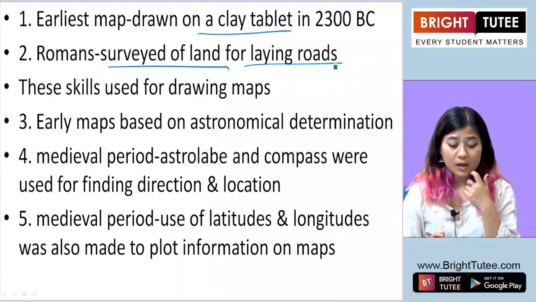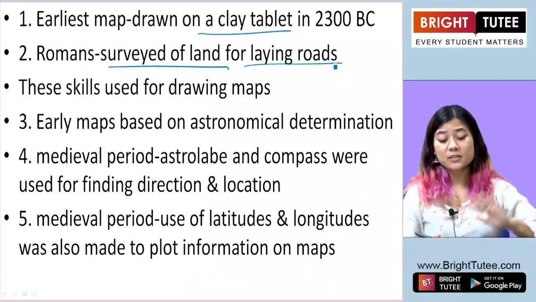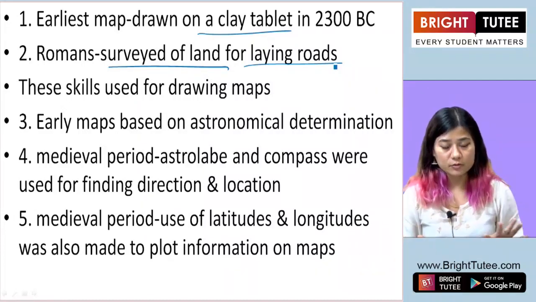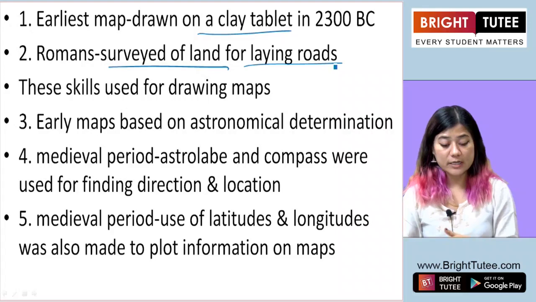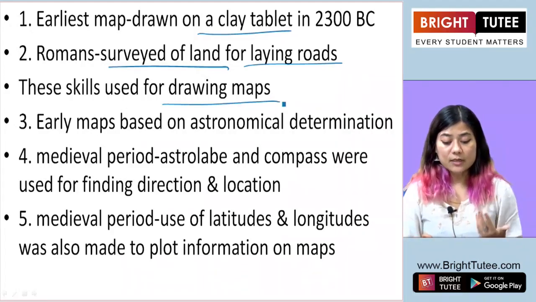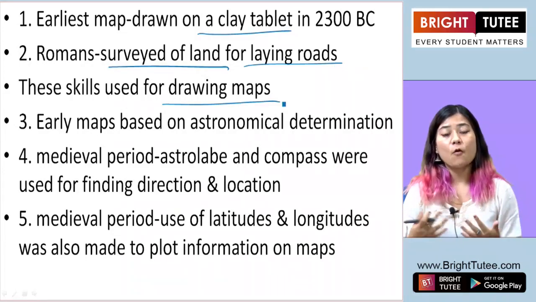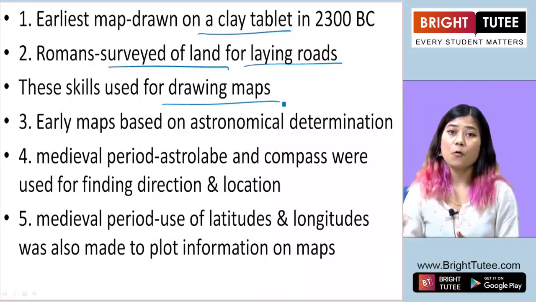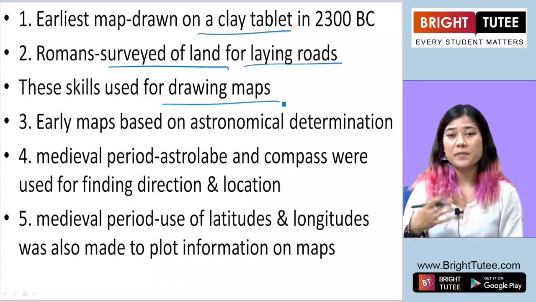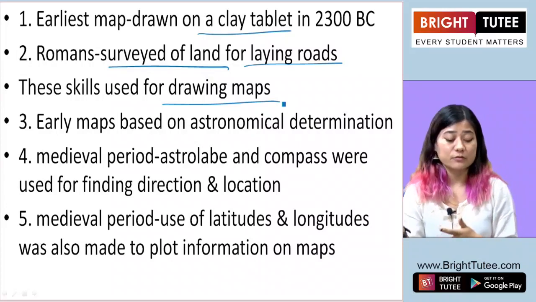Okay, so these skills were used for map drawing. First, the maps were drawn for surveying the land and building the roads. The same skill eventually came to be used for map drawings. Now the early maps were not drawn for the purposes that maps are made for today. We use them for navigating, for looking at distances, for making sure how we reach the market, how we reach the new country, how we reach the new city, right?